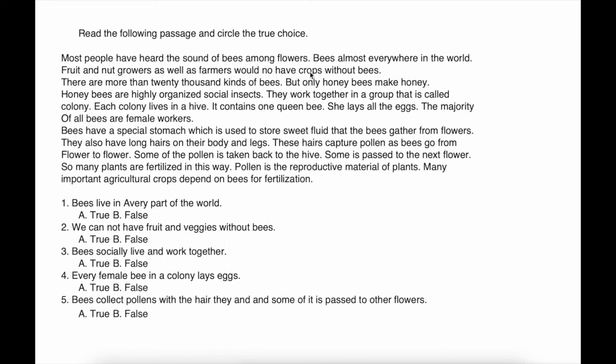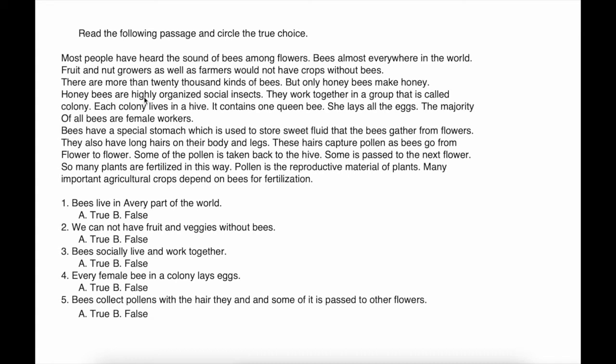Would no have crops without bees. This should be actually, I mean, the wouldn't. That sounds better. Just correct it. There are more than 20,000 kinds of bees. Be careful. More than. But only honeybees make honey.